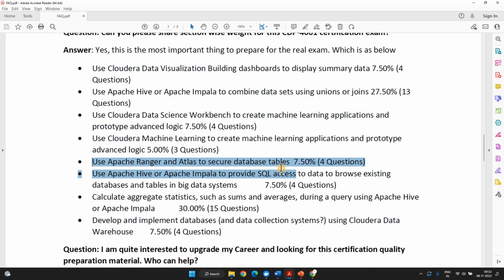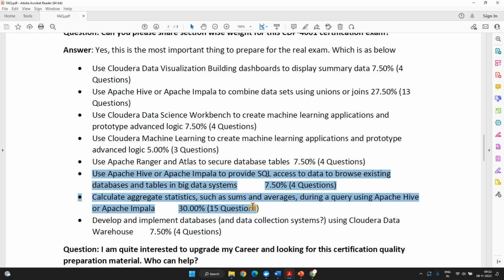So certainly you should not leave these sections, like the one I'm talking about, particularly Apache Hive, then Apache Ranger and Atlas 4 questions, then Apache Hive and Impala SQL access 4 questions, and then 15 questions again on this. Correct. So you certainly should not leave this section at all if you want to pass this exam.